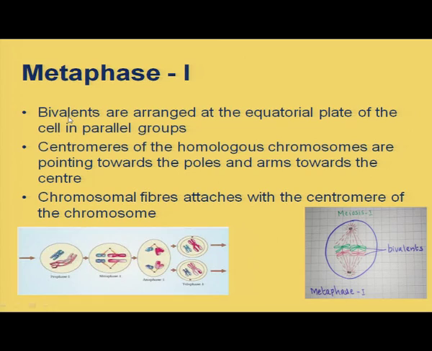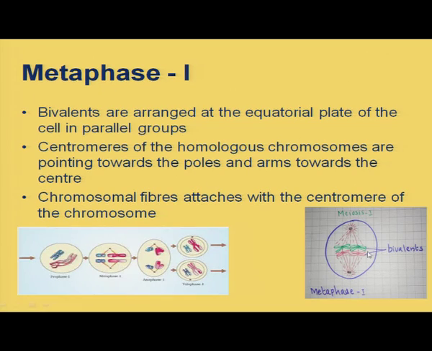So, prophase 1 is over with 5 different substages. Do you know what the different substages are? Leptotene, zygotene, pachytene, diplotene and diakinesis. Now, coming to the next stage, that is metaphase 1.